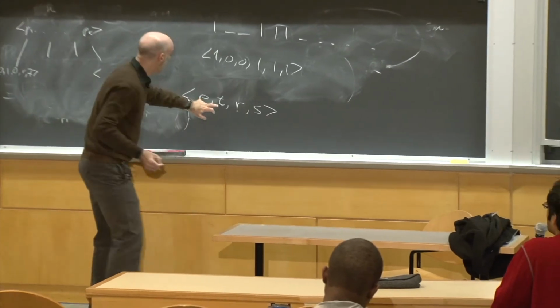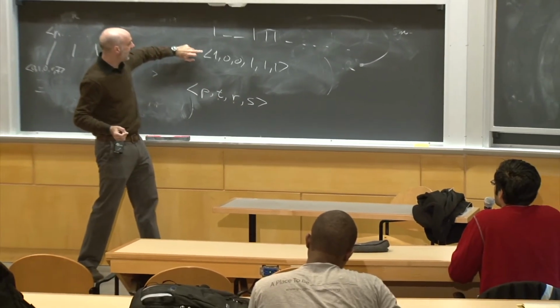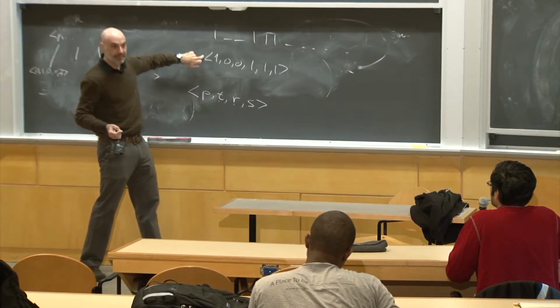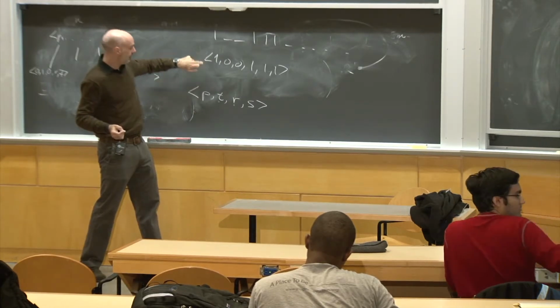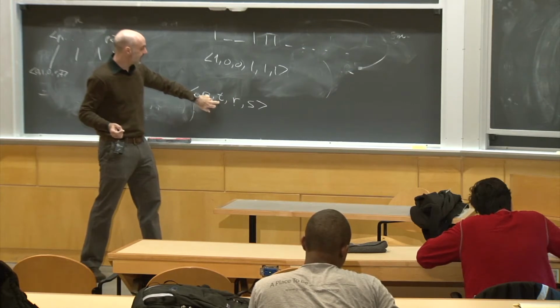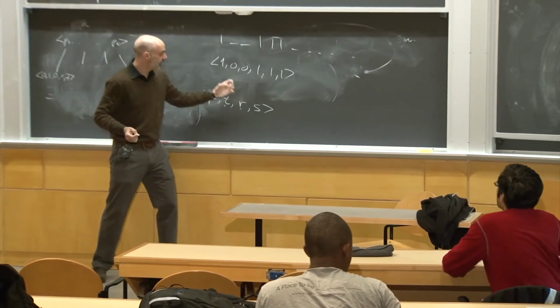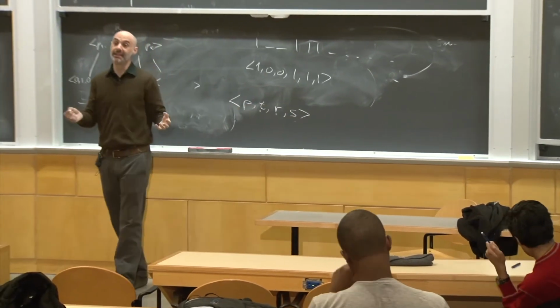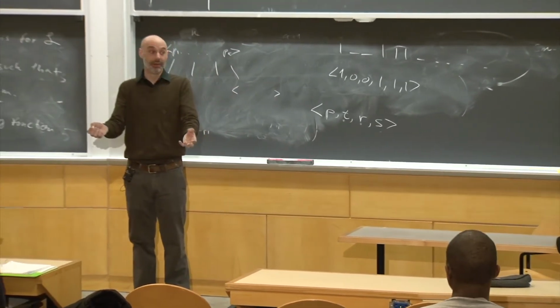Yeah? What was T? T was just a number that codes up a sequence which represents the tape. So that represents the program, and that represents the tape, and that represents just a position for the reader, and S represents the state that the Turing machine is in, and that's just a number.